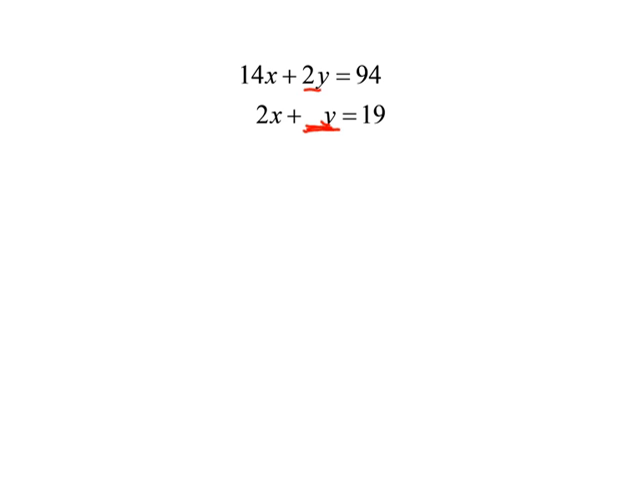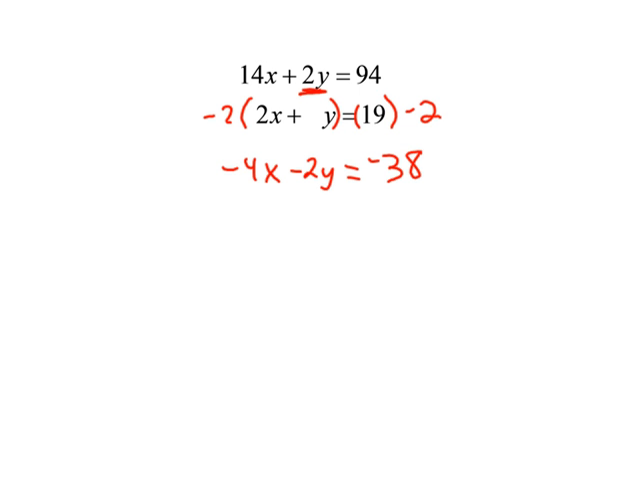What could I multiply y by to make it the opposite of 2y? Well, we could multiply by negative 2. But it's not okay to just multiply one piece by negative 2. We'd need to multiply the entire equation. So I'm going to multiply the left side times negative 2 and the right side times negative 2, which gives me negative 4x minus 2y equals negative 38. Now my y's are opposites.